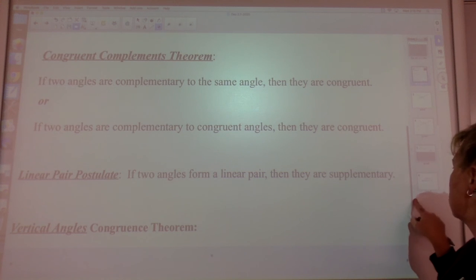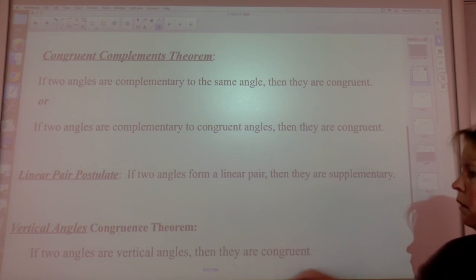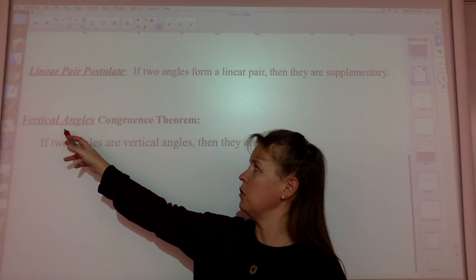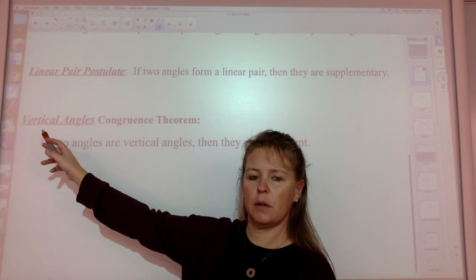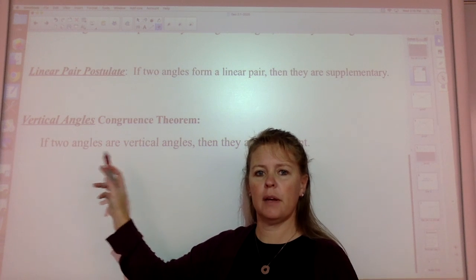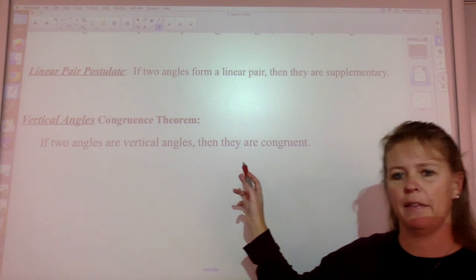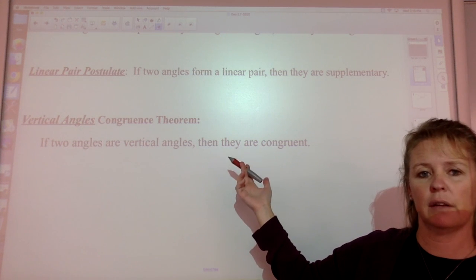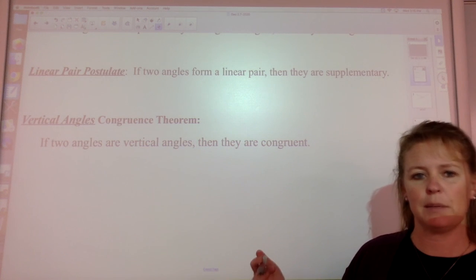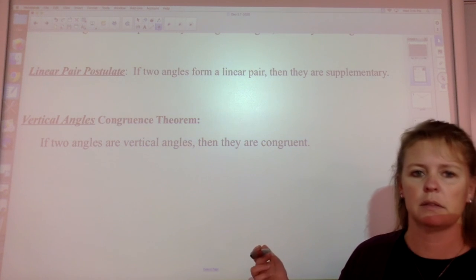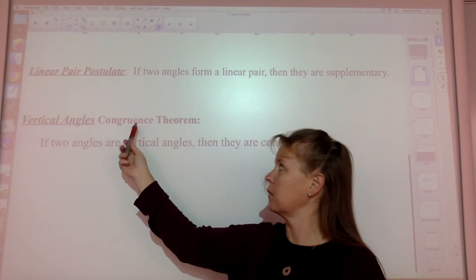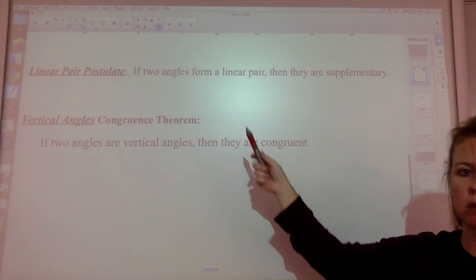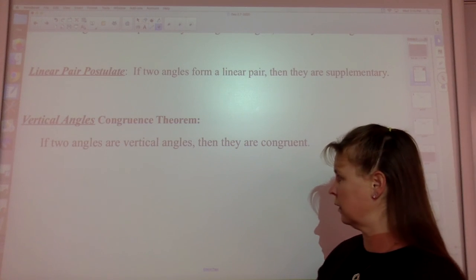And the vertical angles congruence theorem. Vertical angles, I didn't underline congruence theorem. If you do need to give a reason for vertical angles, I'm allowing you to just say vertical angles. But it says if two angles are vertical angles, then they are congruent. Again, not the definition of vertical angles. Definition of vertical angles is two angles that share a vertex whose sides make opposite rays. That's the definition. What is the vertical angles congruence theorem? If two angles are vertical angles, then they are congruent. Notice the if-then conditional statement again.